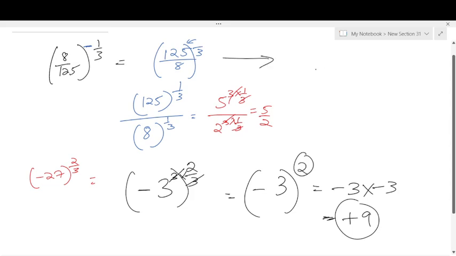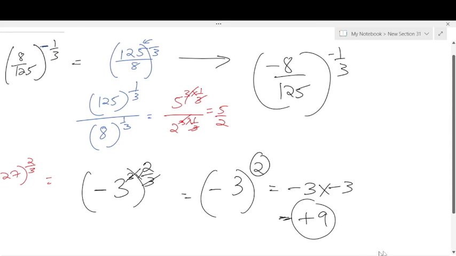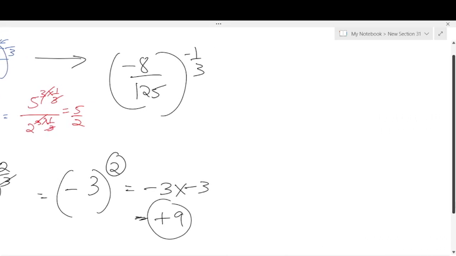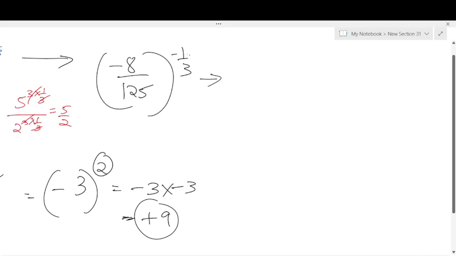Now this question, I'll write it like this: minus 8 to the power of 125 to the power of minus 1 by 3. How will you solve this question? All of you unmute and answer. First, check the base power, positive or negative. Negative. What will you do? Keep this minus as it is. What will you do? You have to reciprocate, right?